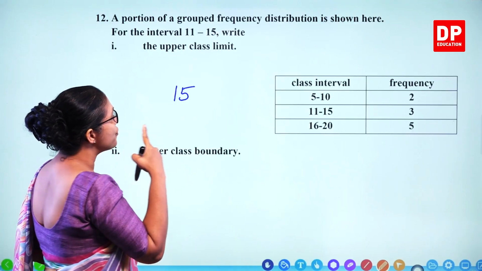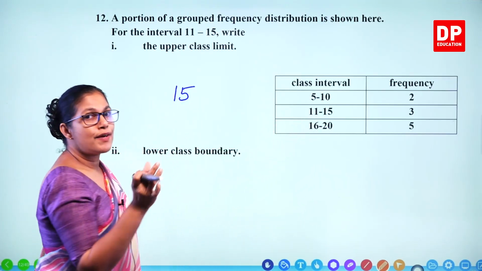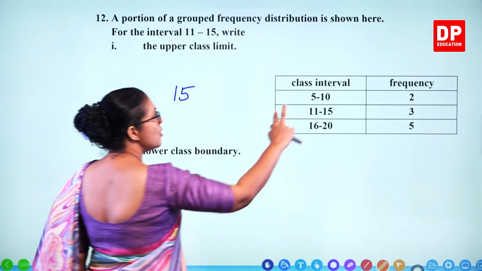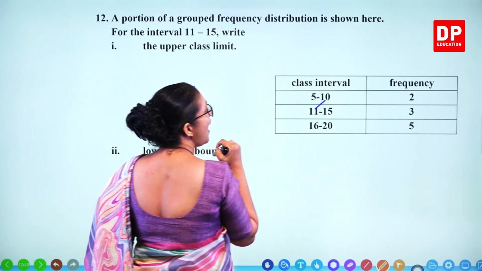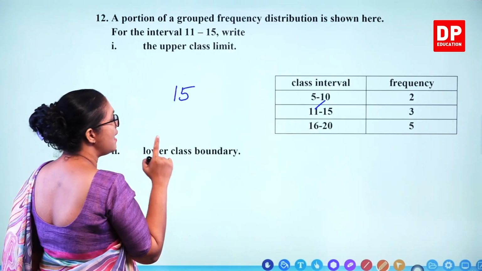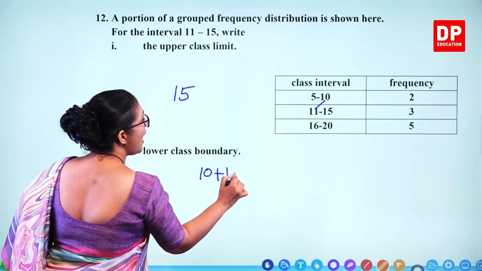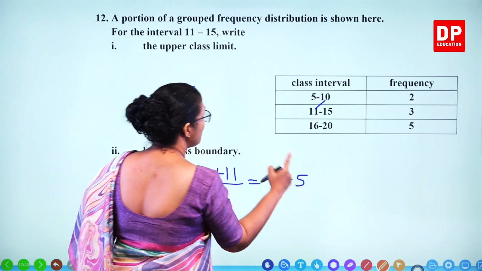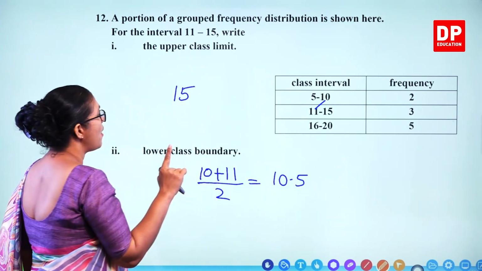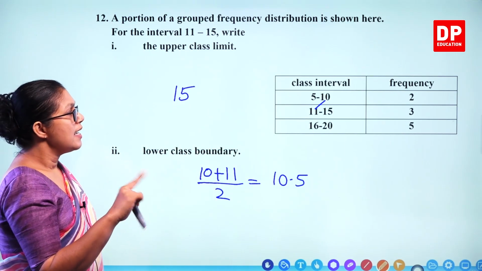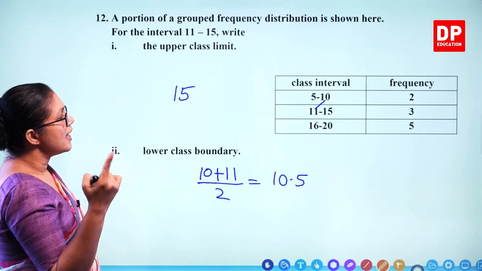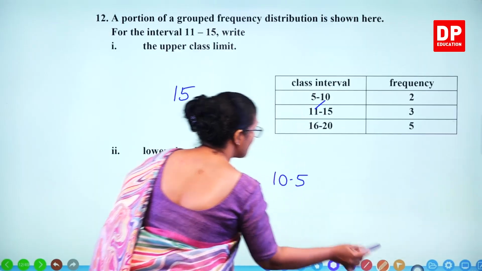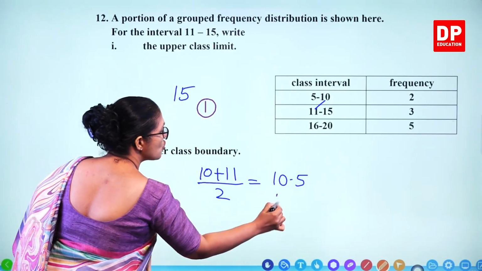Lower class boundary. Boundaries are different. So how do you find boundaries from class limits? You add these two and divide by 2. 10 and 11, you add it and divide by 2. You get 10.5 as the lower class boundary. If you want the higher boundary, you take 15.5. So 1 mark each you are getting.